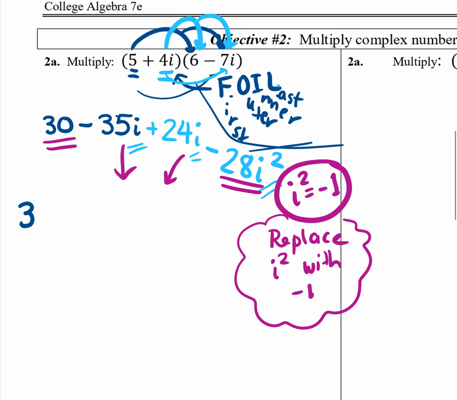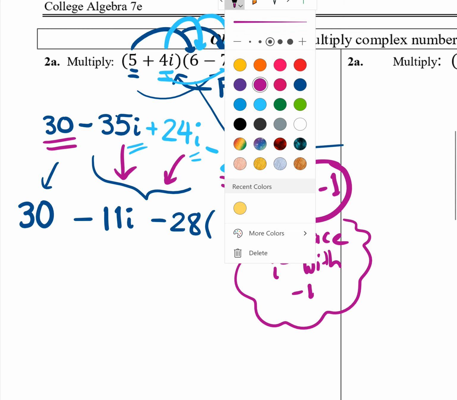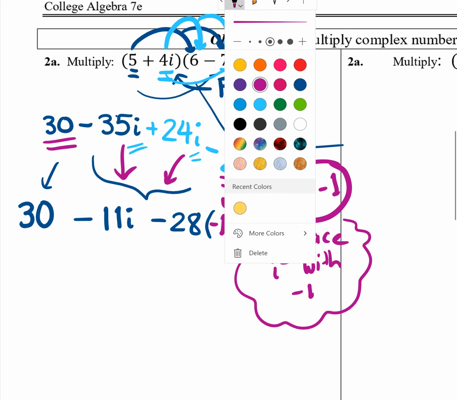So we have two things going on right now. I'm just going to bring the 30 down. It doesn't know what to do yet. But these two were like terms we said. It's a negative 35i plus a 24i. That'll make negative 11i. So those are already combined. And then for this negative 28i squared, I want to replace the i squared with a negative 1. So literally where the i squared was, I'm just going to put a negative 1 in parentheses. This used to be an i squared, now it's a negative 1, but everything around it is the same, the negative 28 and all the terms before it.